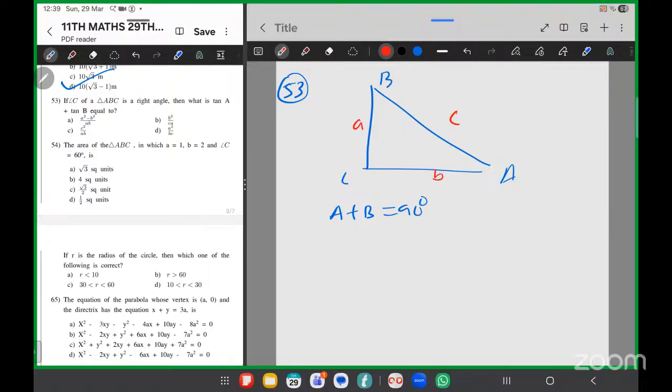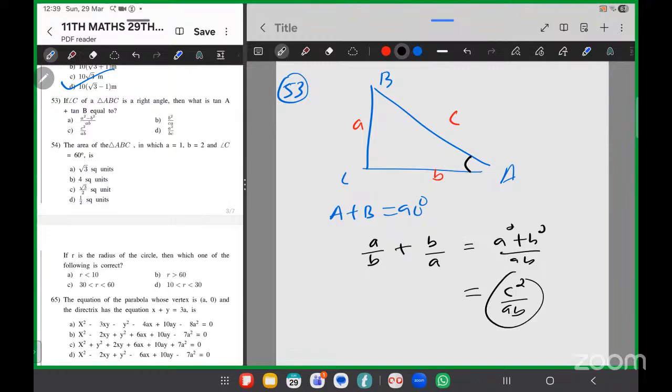So tan A plus tan B, in that format: tan A is A by B, tan B is B by A. So it will become A square plus B square by AB. What is A square plus B square? C square. So it becomes C square by AB. Answer is option C. Then question number 54.